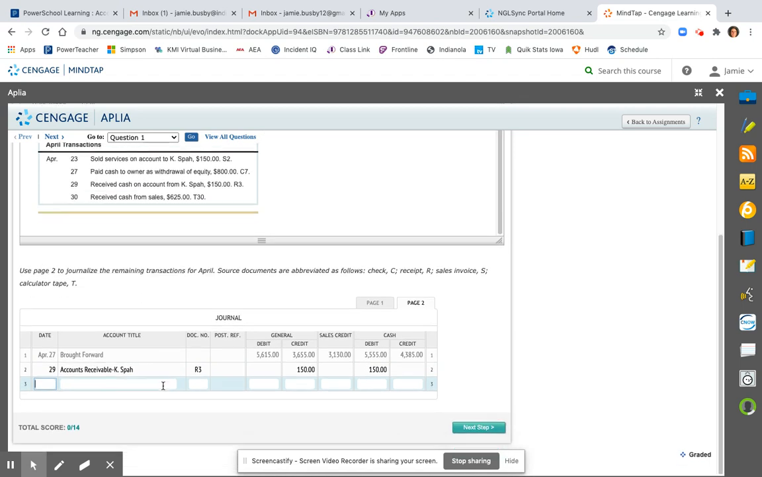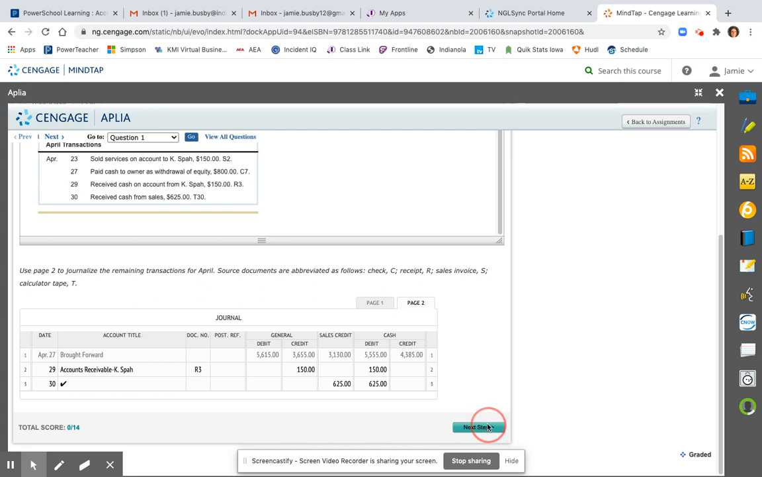Then on the 30th, we have our received cash from sales. This is the transaction where there's no account to write in because we use two special columns. So we have our check mark. Then sales, credit, $625. Cash, debit, $625. Since we're using two special columns, cash and sales, then we don't have any accounts to write here, so instead we put a check mark.